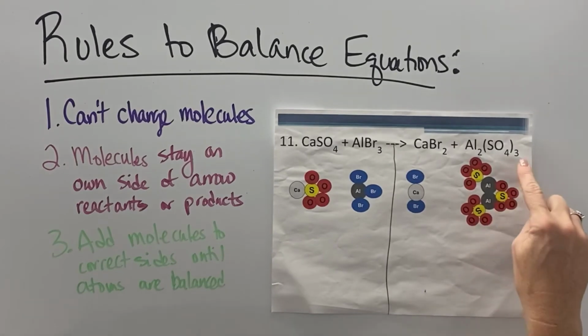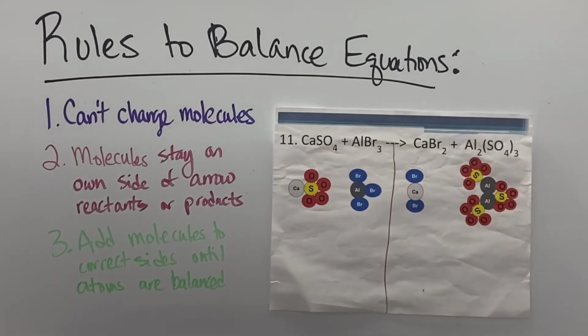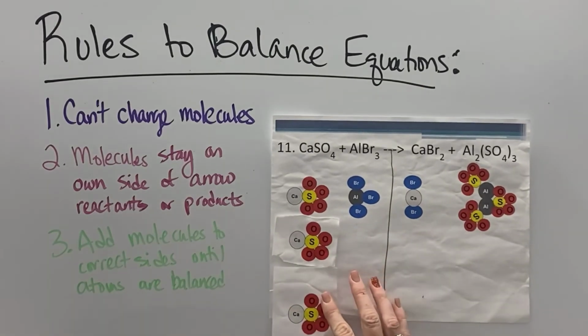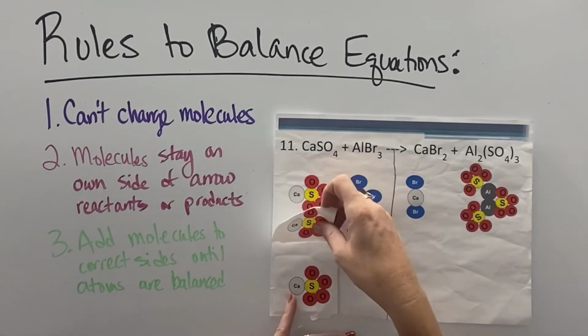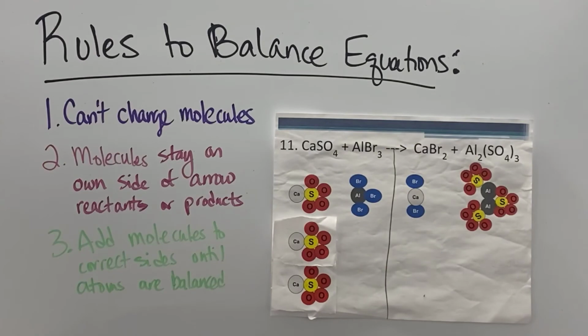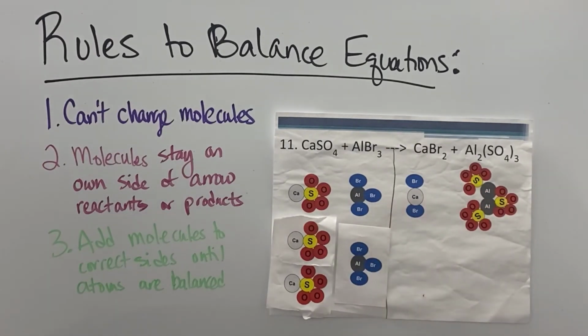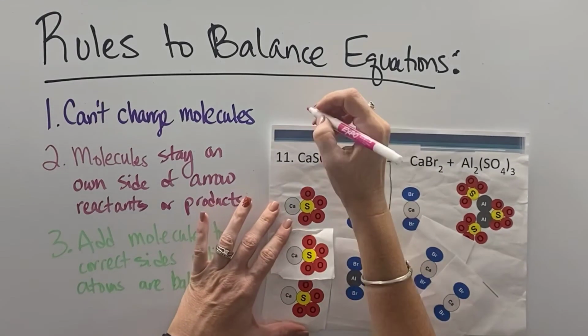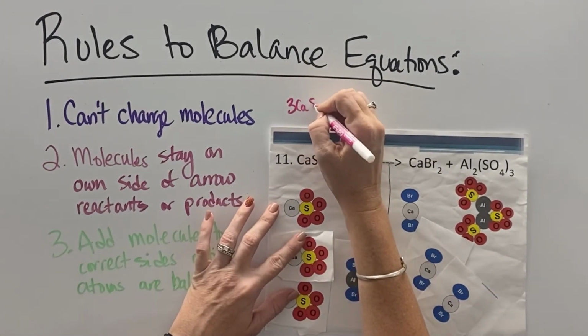Hopefully these ones are getting a little less scary, these polyatomic ions. We have 3 sulfates on the right and only 1 on the left. So let's start by tripling our number of sulfates. Oh man, but now our calciums are out of whack. We also have 2 aluminums on the right and 1 on the left. So let's fix our aluminums. Man, 6 bromines. But if we do 3 calcium bromide molecules, now everything gets balanced.